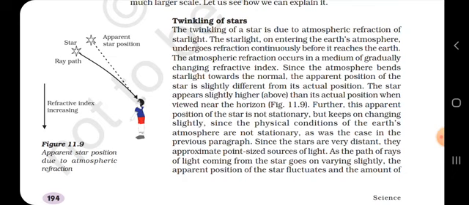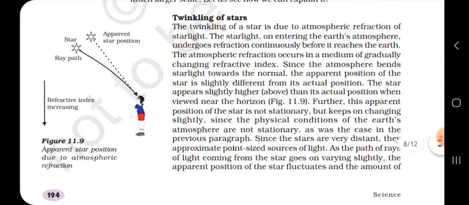The atmospheric refraction occurs in a medium of gradually changing refractive index. Since the atmosphere bends the starlight towards the normal, as I told you, everything has a normal, that is the imaginary perpendicular line passing through the surface, the star appears slightly higher than its actual position when viewed near the horizon. Here, students, the horizon is an imaginary horizontal line passing through the surface of the earth.